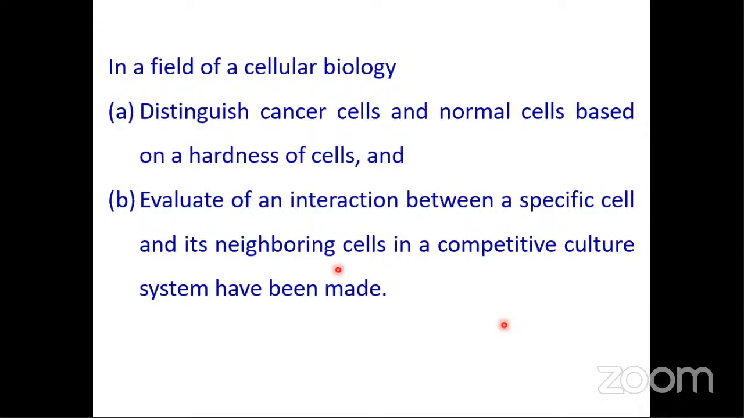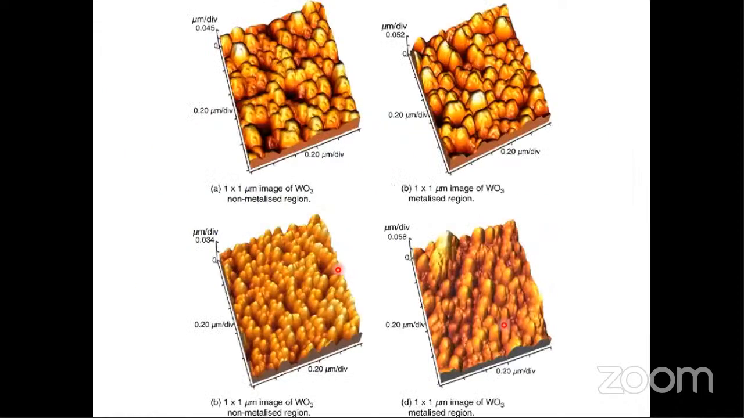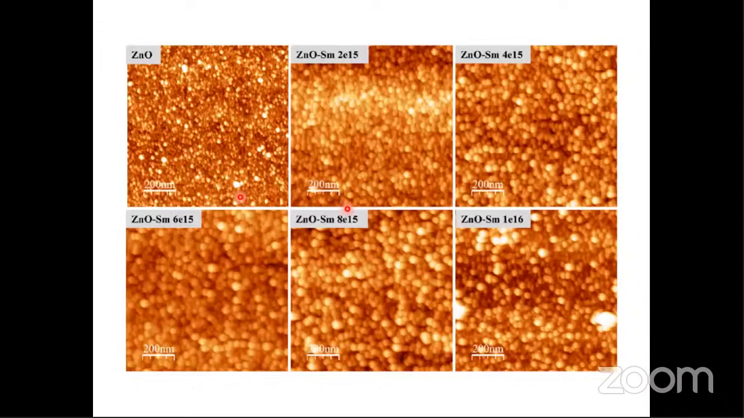This is the AFM image. You can see here these particles are there. You can see several rod-like structures are all there. This is the AFM image of zinc oxide nanoparticles doped with Sn. You can see the change in the particle size also. And this is the AFM image of zinc oxide nanorods. This is the rod-like structure, as you can see.